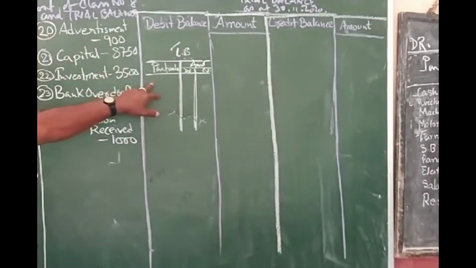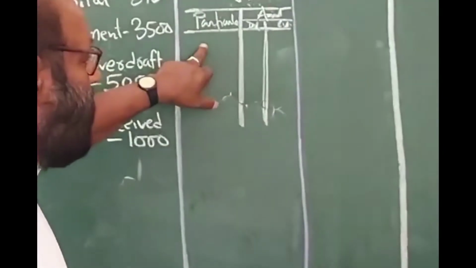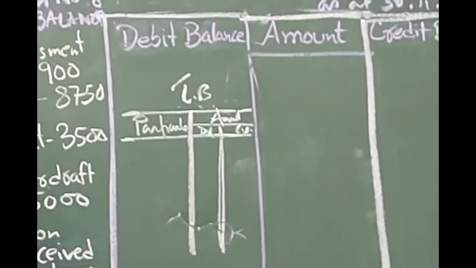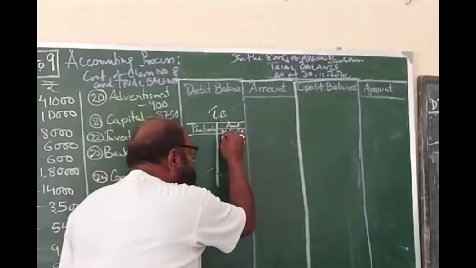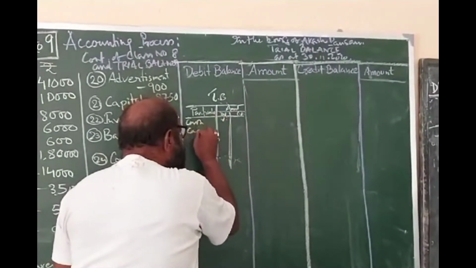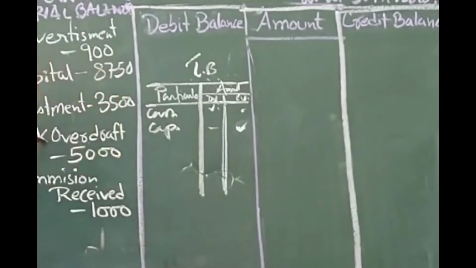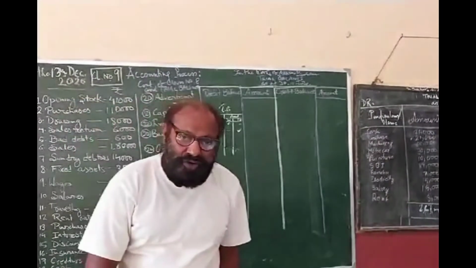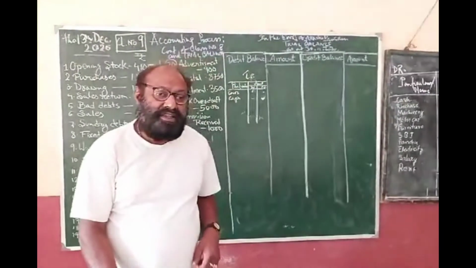So all the ledger accounts are to be written over here in the particulars section, and the debit balances should be written over here, as cash, here capital. In that way you can prepare the trial balance also. Clear? So that is the completion of yesterday's task.